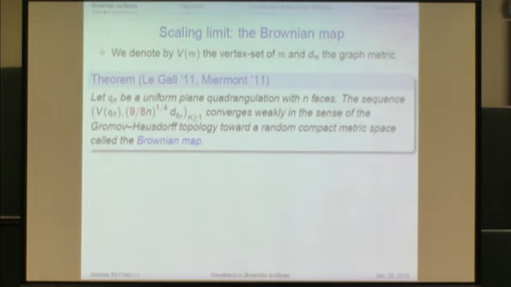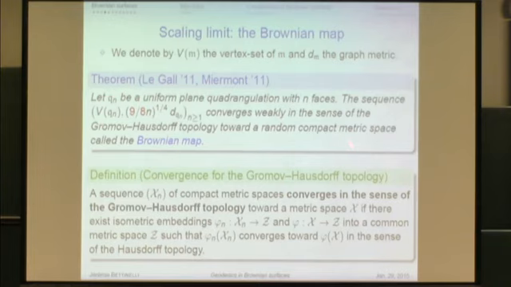And if you don't really know what converging in the sense of the Gromov-Hausdorff topology means, it just means that you can isometrically embed all your metric spaces into the same common metric space in such a way that in this common metric space you have convergence for the Hausdorff topology. And recall that the Hausdorff distance between two compact metric spaces is just the smallest epsilon you have to add to each set to contain the other one. So okay, that's the main theorem about random plane maps, or planar maps.